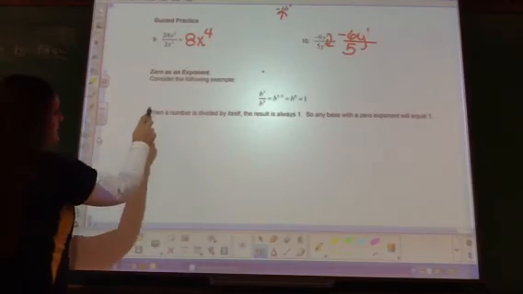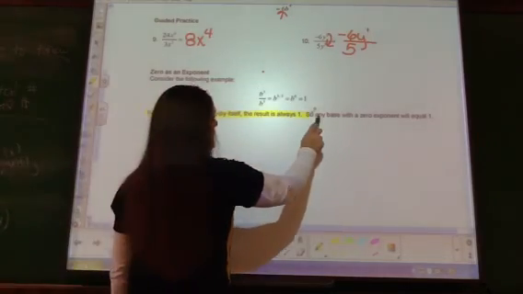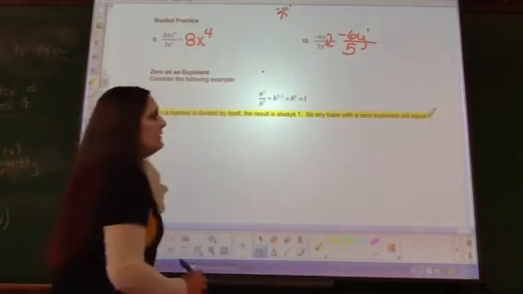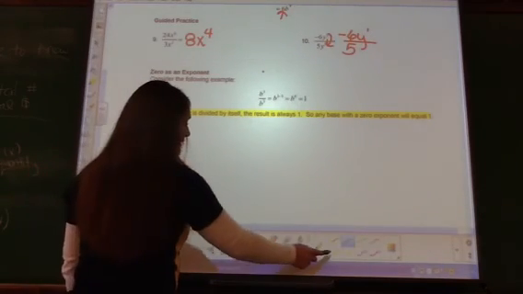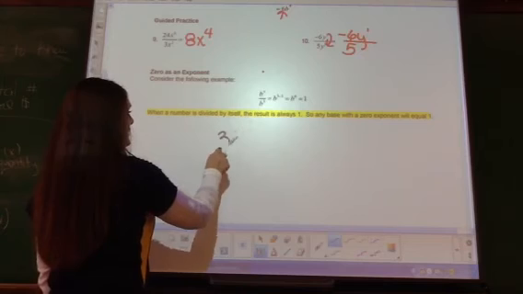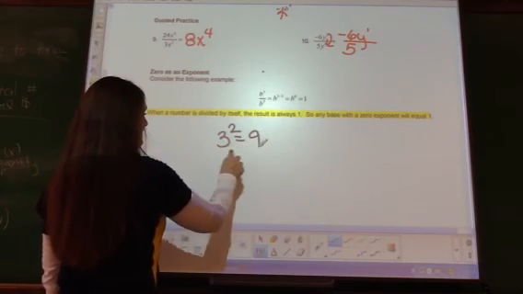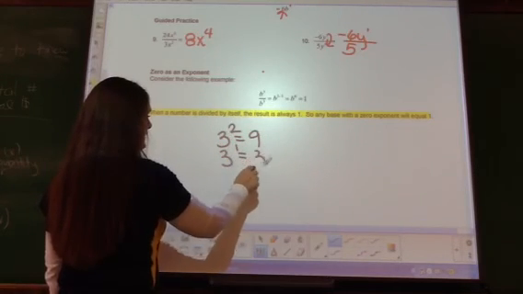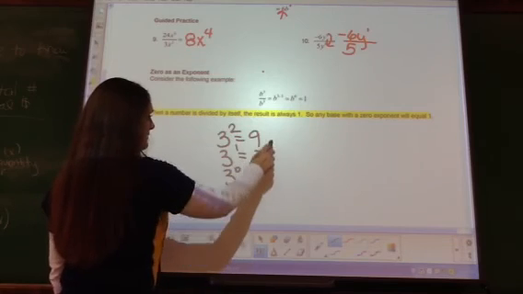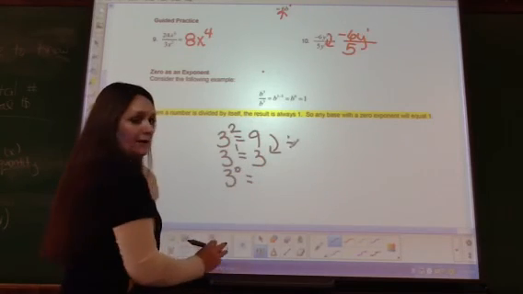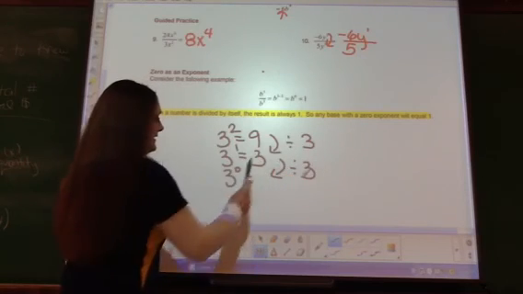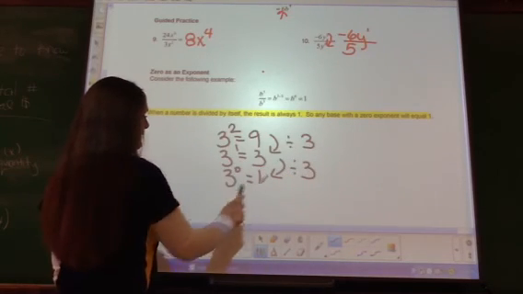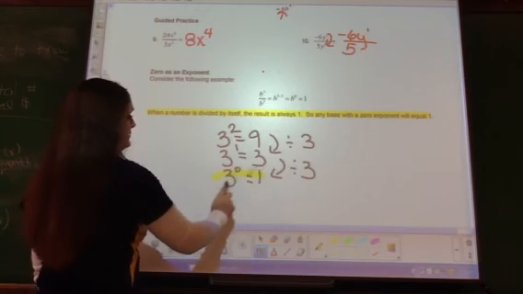One other thing about exponents, any base to the 0 power is equal to 1. Because if we look at a list here, we know that 3 squared is 9, 3 to the first is 3. If we continue going down, we're dividing by that number each time. This will always be a number divided by itself. Therefore, anything to the 0 power is 1.